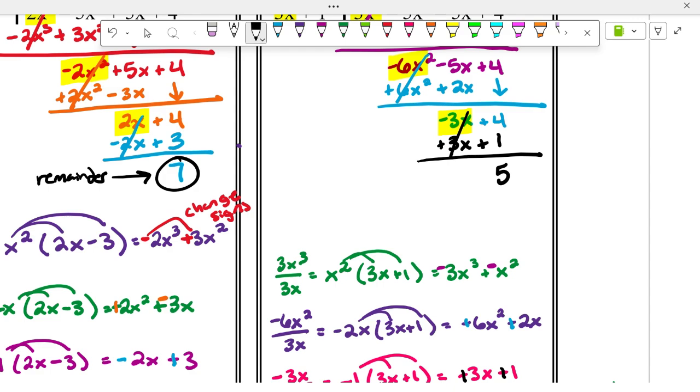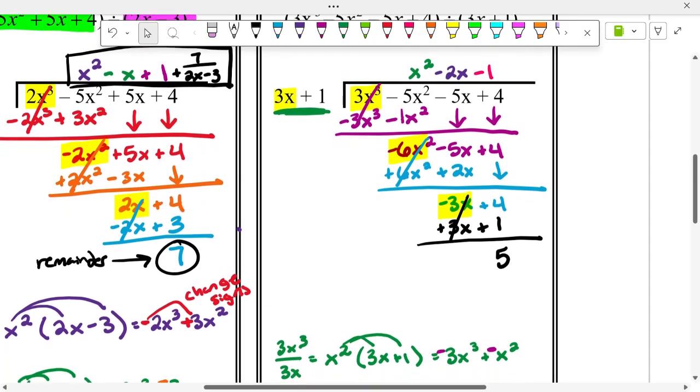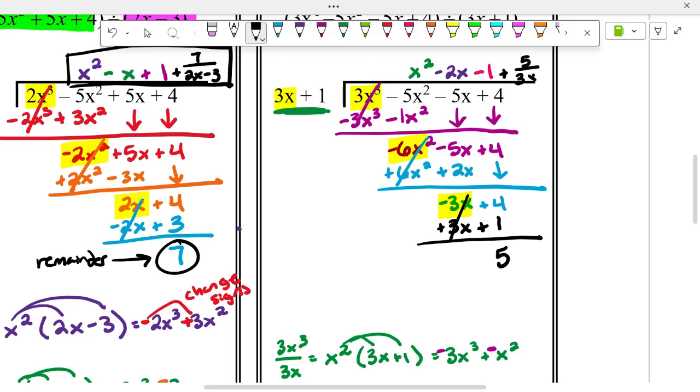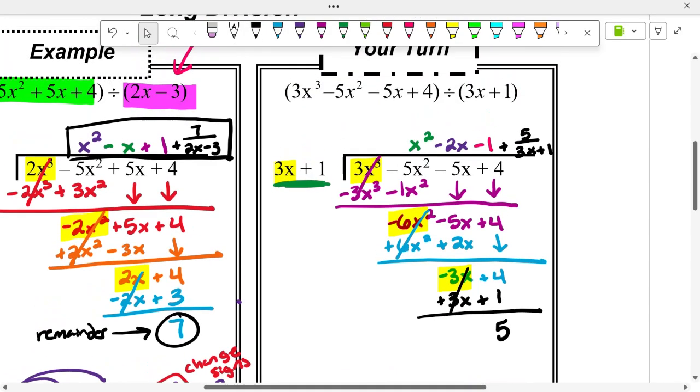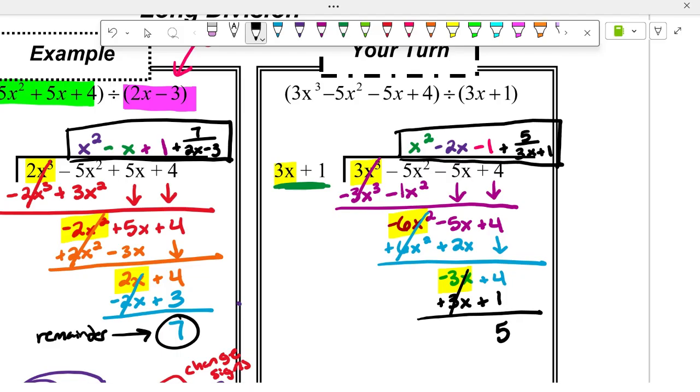So what do I do to write out my remainder, Katie? Good. Over 3x plus 1. So whatever your remainder is, you take whatever the divisor is, that's the denominator of your fraction. And there's your answer. Good. All right, any questions on that?